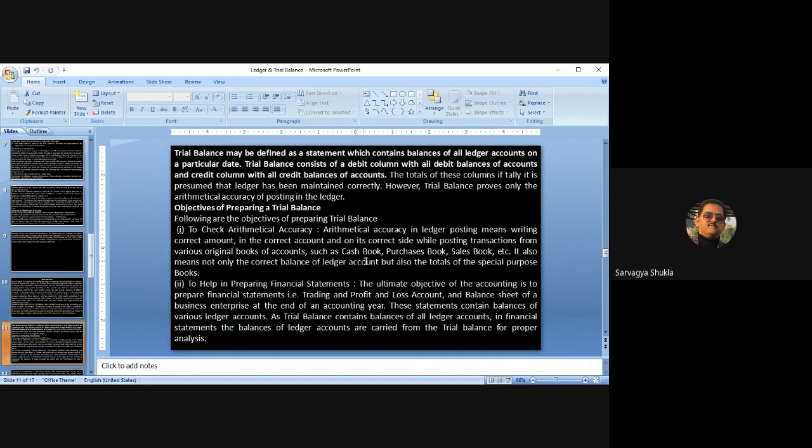Second one is to help in preparing financial statements. The ultimate objective of accounting is to prepare financial statements, that is the trading and profit and loss account and balance sheet of a business enterprise at the end of the accounting year. These statements contain balances of various ledger accounts. As trial balance contains balances of all ledger accounts, in financial statements the balances of ledger accounts are carried from the trial balance for proper analysis.